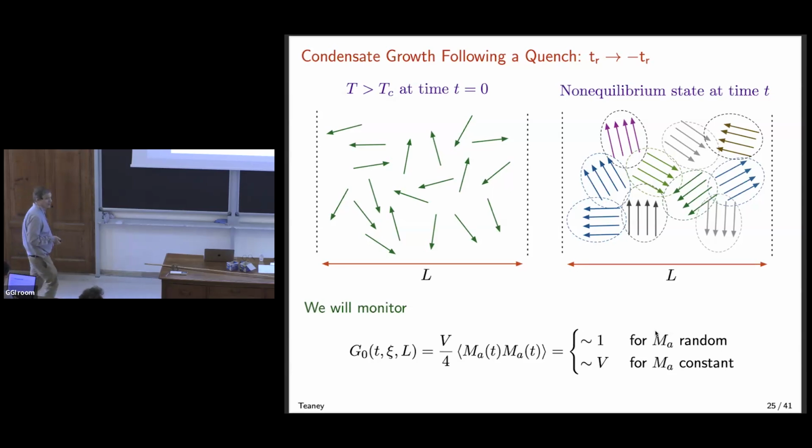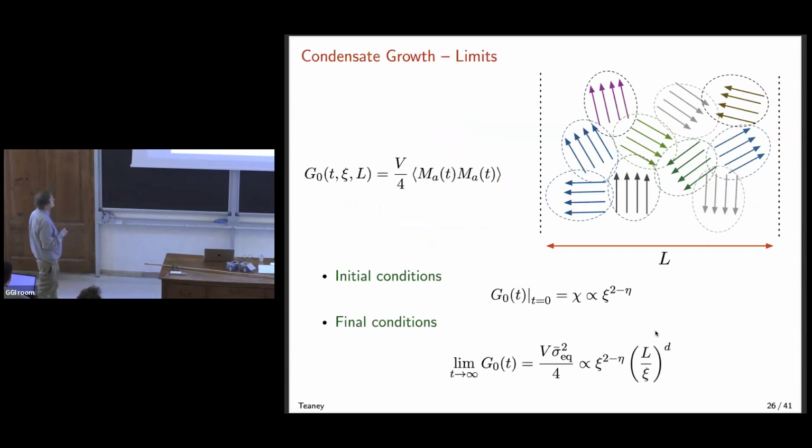So at t equals 0, you flip this and you monitor this m squared as a function of time. With our conventions here, if m is random or has relatively short range correlations compared to our box size, then this will be of order 1. And if m is uniform through the box, which is the ultimate equilibrium limit, this will be of order v. So this was the quantity we're going to look at, g naught, or the average of m squared. The initial conditions at t equals 0 are determined by equilibrium at time 0, and not just saying this is the susceptibility.